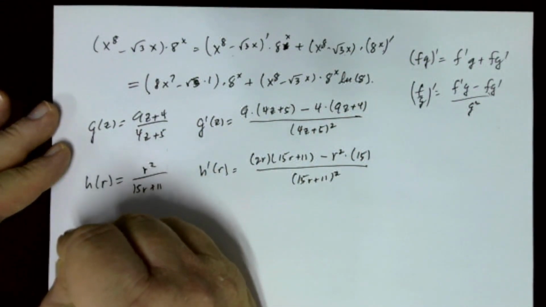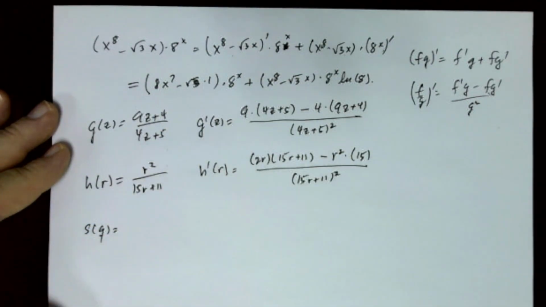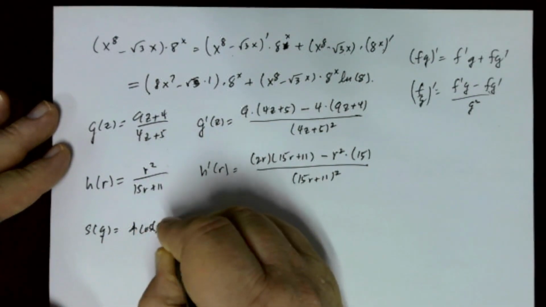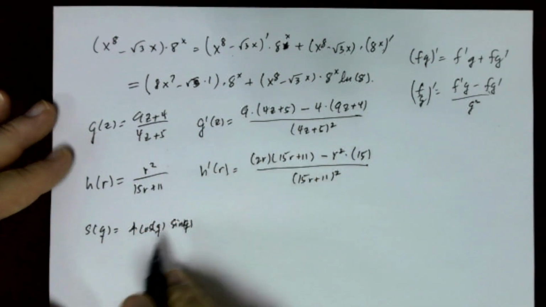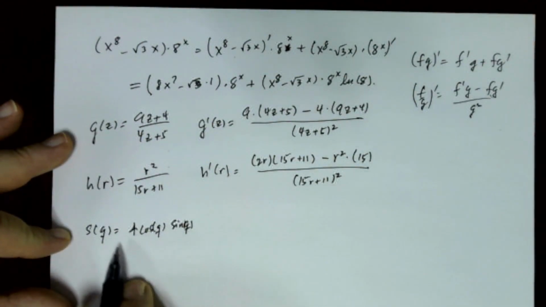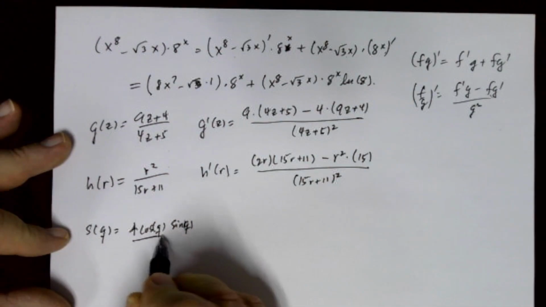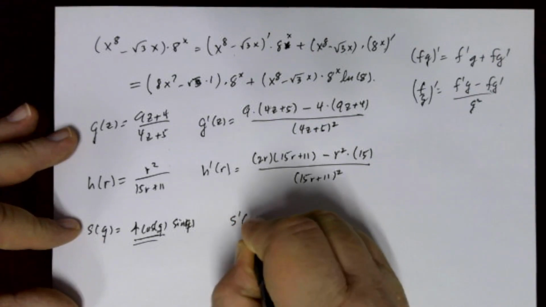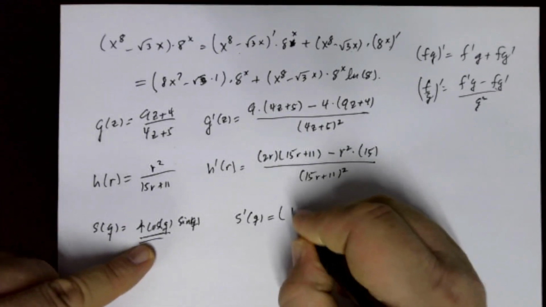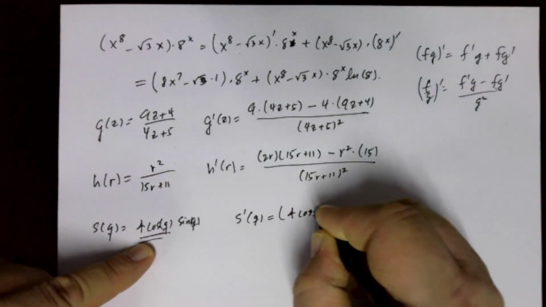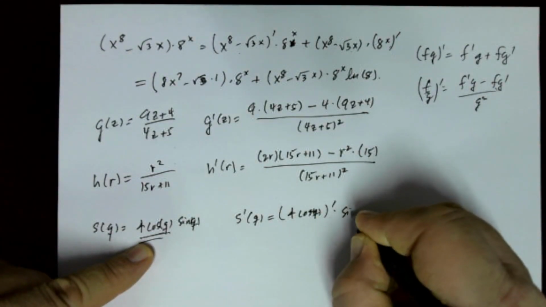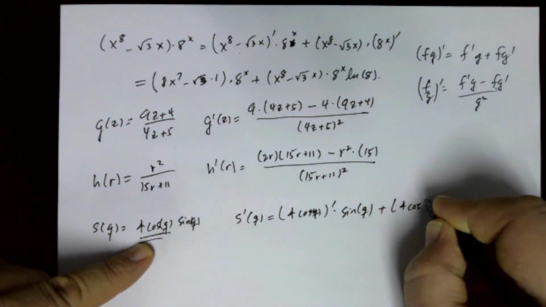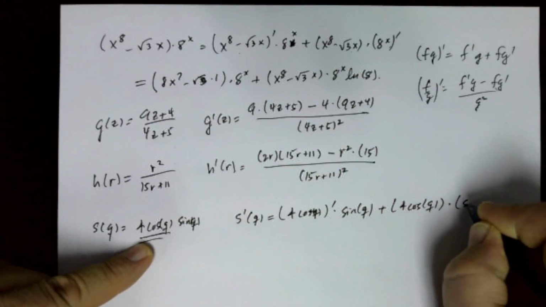And let's see, s of q, we have 4 times cosine of q times the sine of q. Now remember that this is a product, right? You can take the 4 with the cosine if you want as one function. So then s prime of q, in fact in this case I'm going to go ahead and write it out this way, 4 cosine of q, prime, times the sine of q plus, and then the first function, 4 cosine of q times the derivative of the sine.